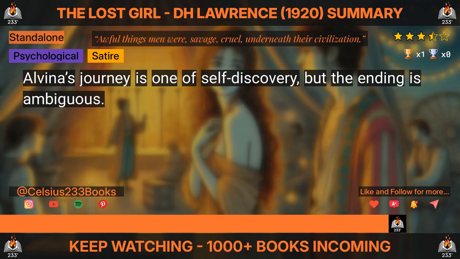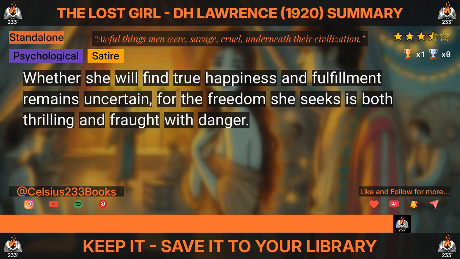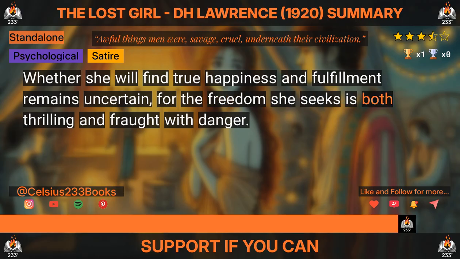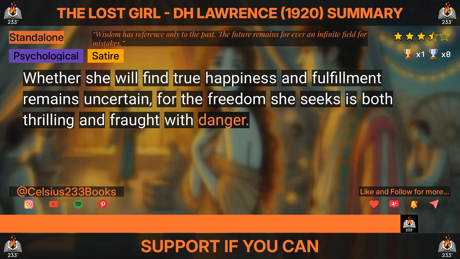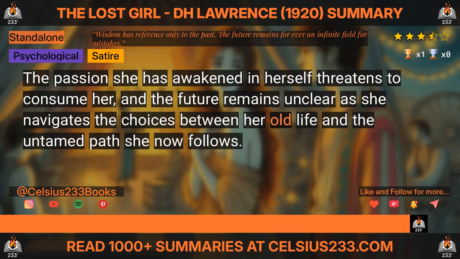Alvina's journey is one of self-discovery, but the ending is ambiguous. Whether she will find true happiness and fulfillment remains uncertain, for the freedom she seeks is both thrilling and fraught with danger. The passion she has awakened in herself threatens to consume her, and the future remains unclear as she navigates the choices between her old life and the untamed path she now follows.